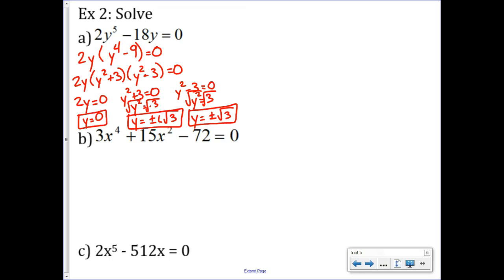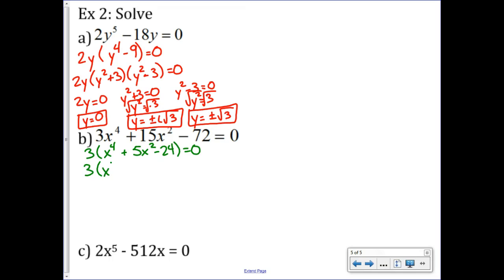All right, on this next one, I have 3x to the 4th plus 15x squared minus 72 equals 0. This one looks to me like first we need to see if we can take anything out. And it looks like they're all divisible by 3. So I can divide all of them by 3 and put that 3 out front. So then I have x to the 4th plus 5x squared, and then I have minus 24 is equal to 0. So I need something that multiplies to negative 24 and adds to 5.